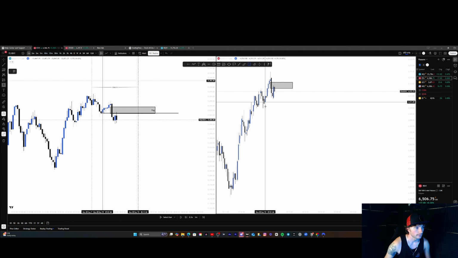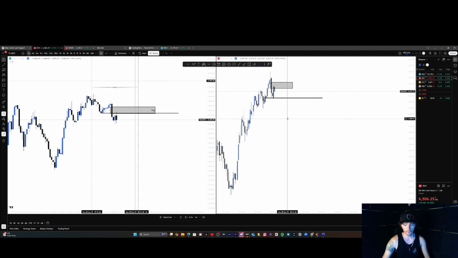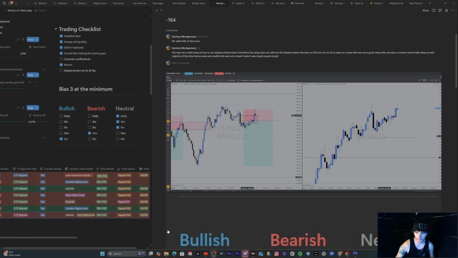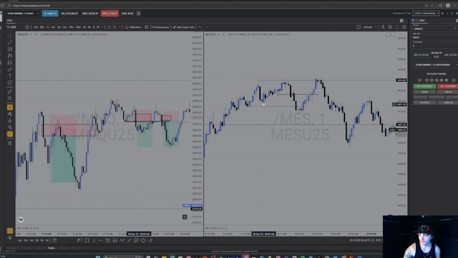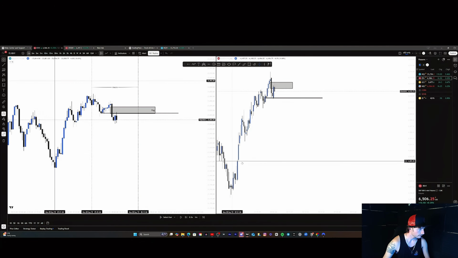What did ES do? Did not break below this low or even this low. If we go over to TopStep, it did not do that either. So if we go over to TopStep to the same candle, which is right here, that is the same area. It did not displace below it. And you see how this is a bullish candle? So it was not a valid area. So let's go ahead and go back to TradingView.